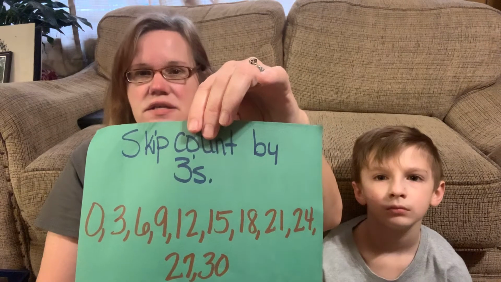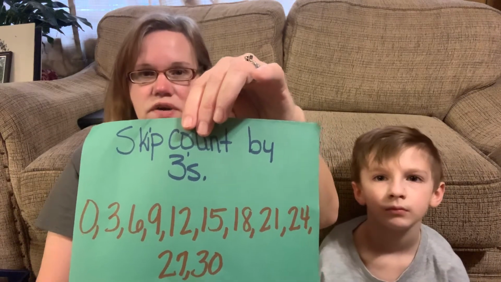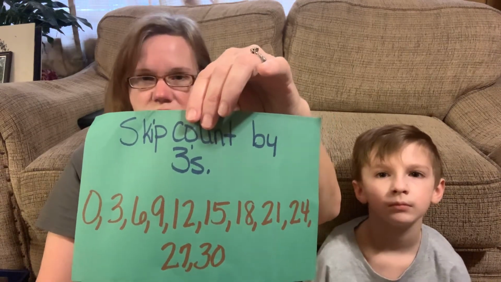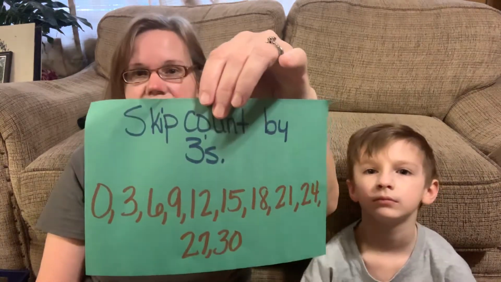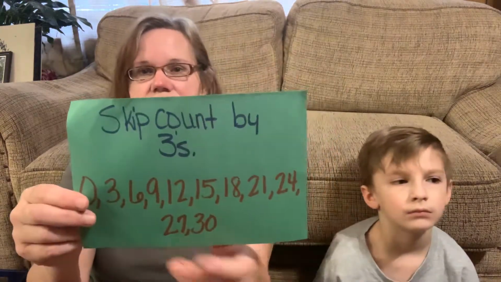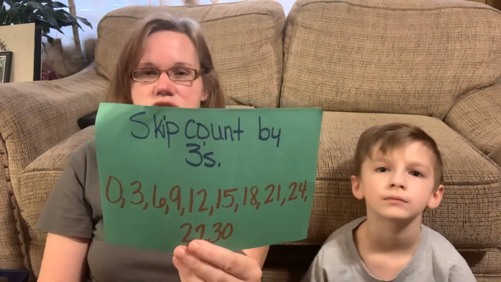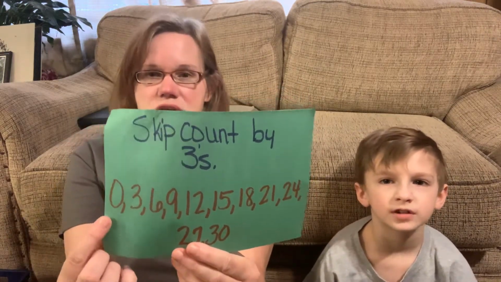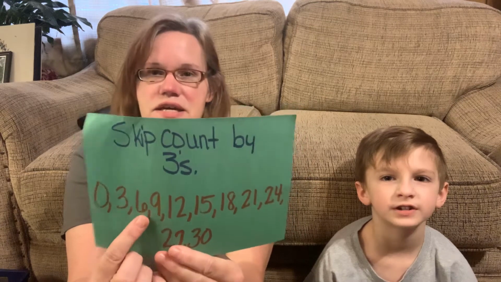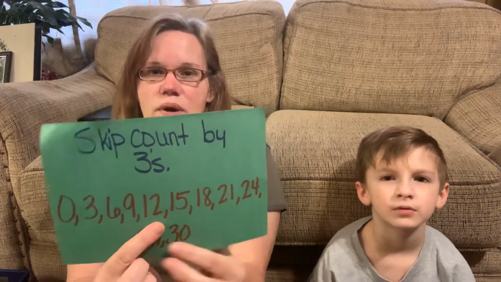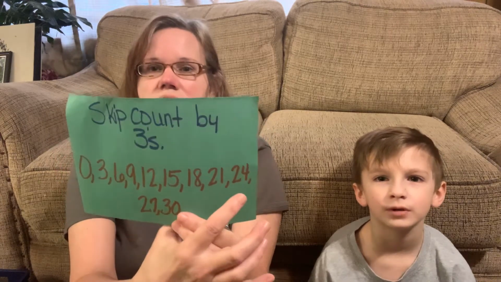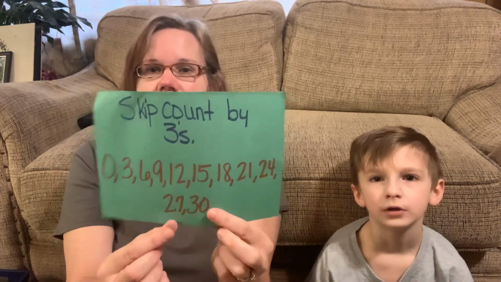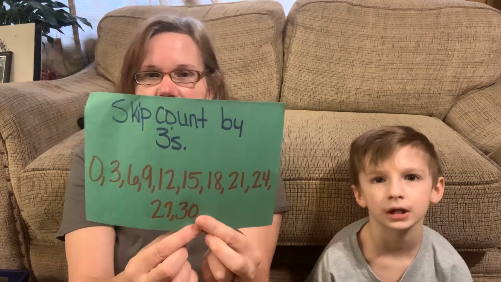0, 3, 6, 9, 12, 15, 18, 21, 24, 27, 30. You got it? So here we go. Let's do it together. In 3, 2, 1. 0, 3, 6, 9, 12, 15, 18, 21, 24, 27, 30.